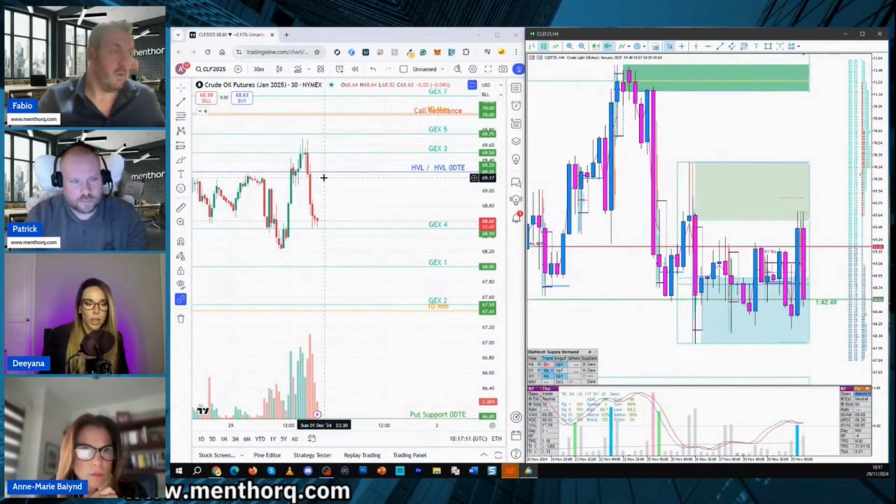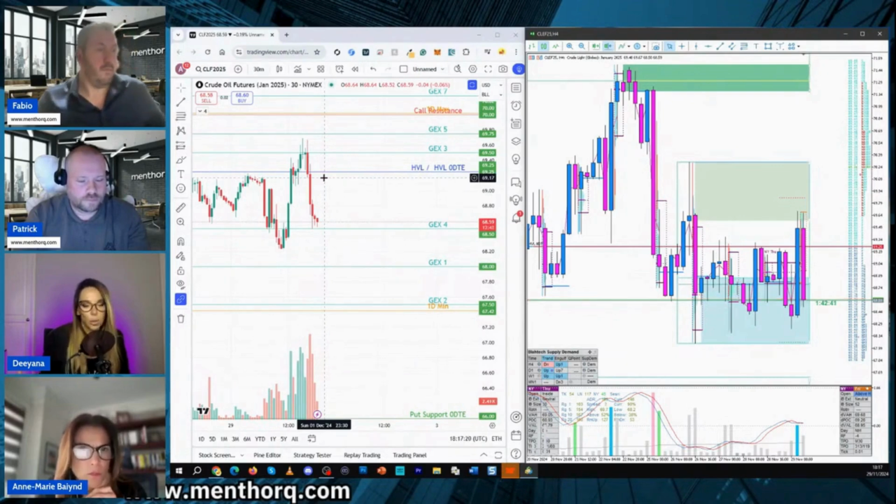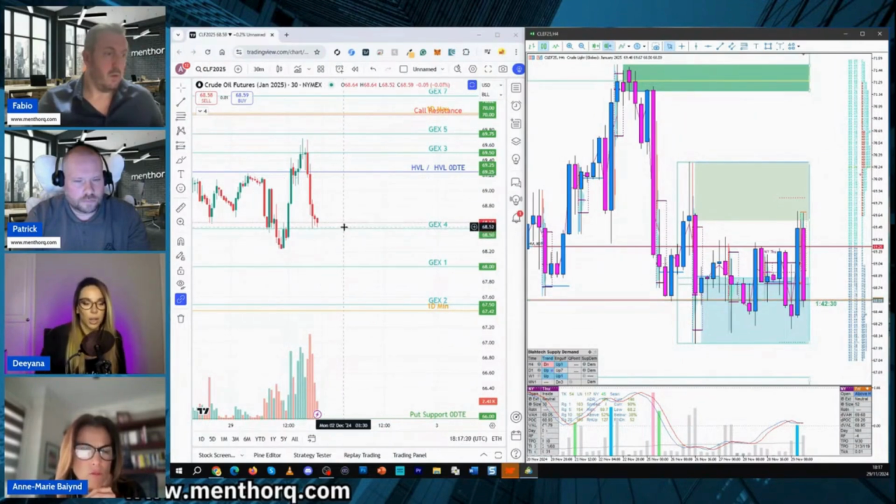Trading is not an exact science, as we all know, so we can't necessarily pinpoint everything to the tick. And crude oil is a bit slippery, right? So we know that it likes to overshoot levels, and that has to be accounted for in the approach. But the main takeaway is not to put your stops exactly where the GEX level is.